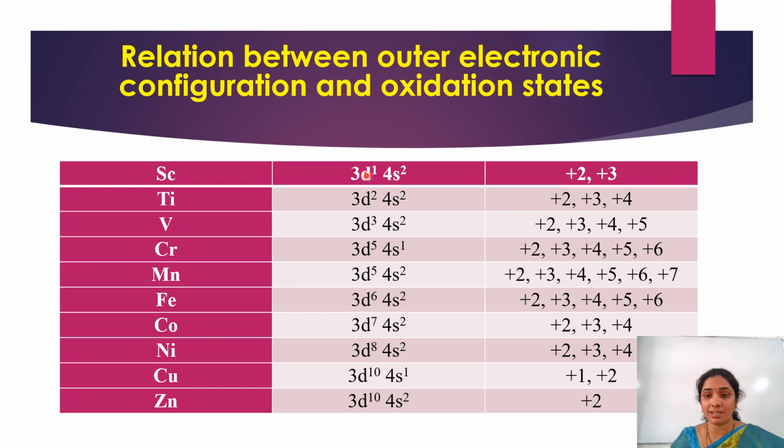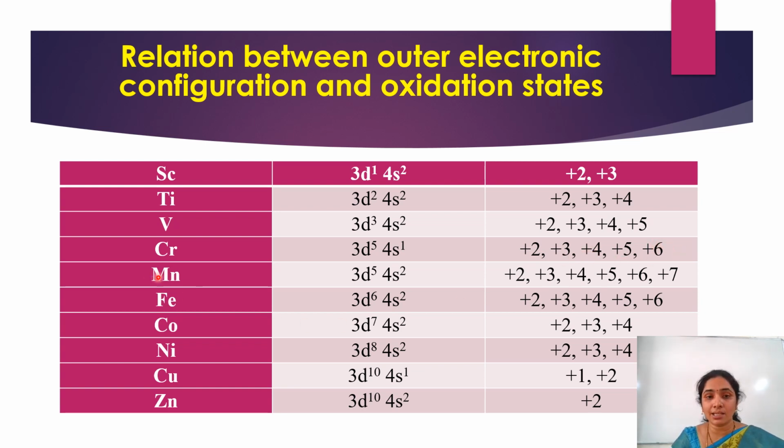For scandium, the outer electronic configuration is 3d1 4s2, and it shows the oxidation states of +2 and +3. For titanium, it is 3d2 4s2, oxidation states +2, +3 and +4. For vanadium, the configuration is 3d3 4s2, and oxidation states are +2, +3, +4 and +5. For chromium, which has the stability of a half-filled configuration, 3d5 4s1, it shows oxidation states of +2, +3, +4, +5 and +6.